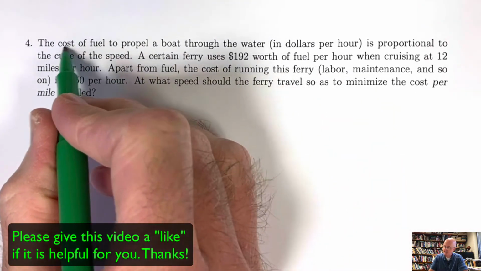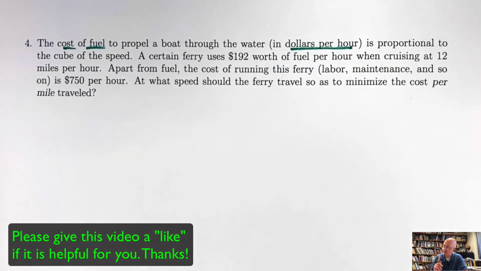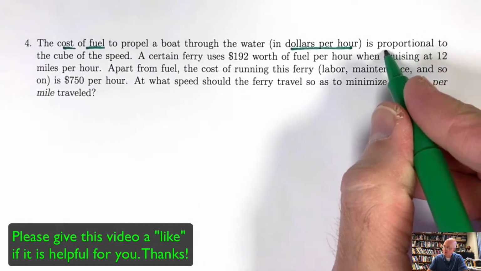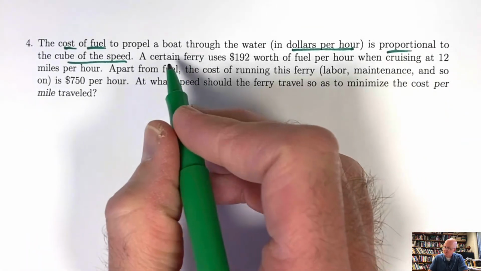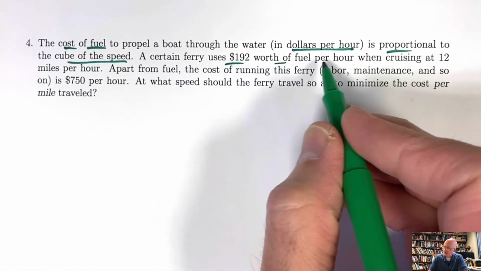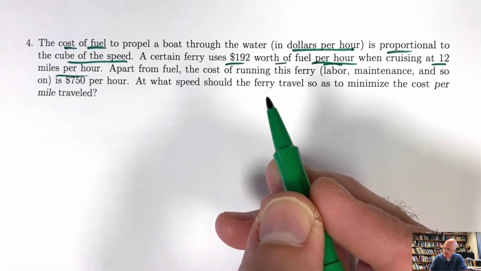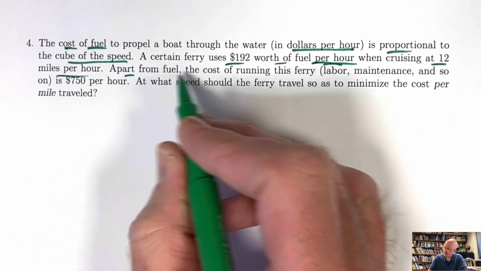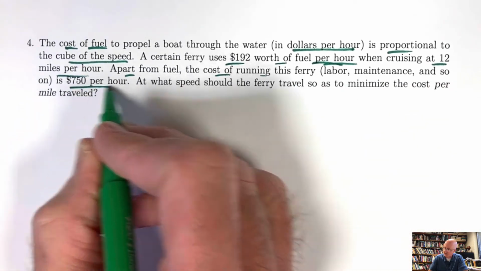Number 4 says the cost of fuel to propel a boat through the water in dollars per hour, pay attention to units in these kinds of problems, is proportional to the cube of the speed. Is that true in real life? Not sure, but I got this from a book, and maybe they got it from real life data. It's possible. A certain ferry uses $192 worth of fuel per hour when cruising at 12 miles per hour. Apart from fuel, the cost of running the ferry, labor, maintenance, and so on, is $750 per hour.